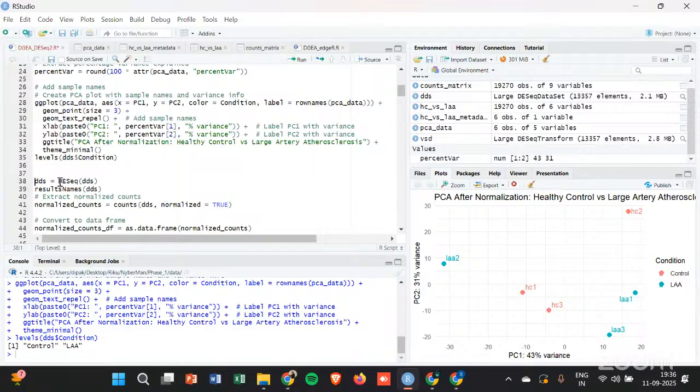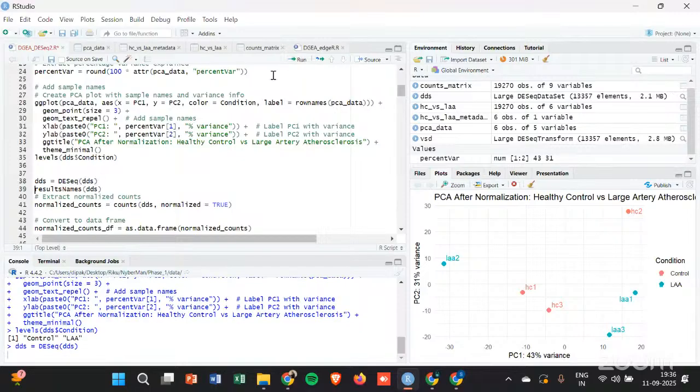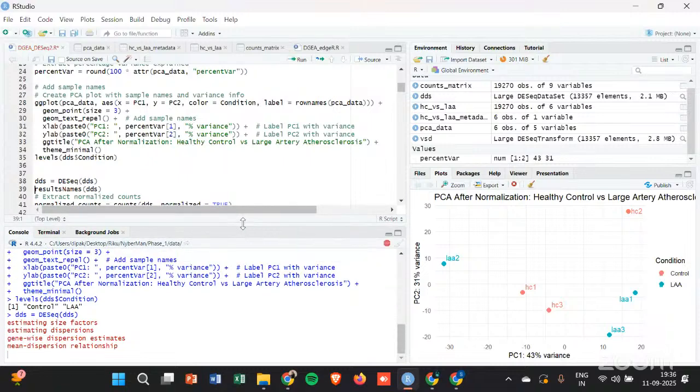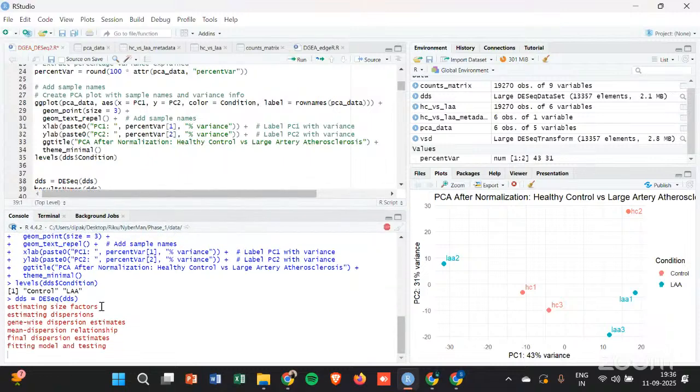Okay. Now this particular function DESeq is what performs all the steps that we went through in the theory class last time. If I run this, you will see that it prints them as well, right? First, it estimates the size factors, which is the normalization step. It then estimated the dispersions. Then the gene-wise dispersion estimates were done. Mean dispersion relationship was plotted. Final dispersion estimates were calculated. And then finally, it fitted the generalized linear model and performed the hypothesis testing. This is the function that does that.